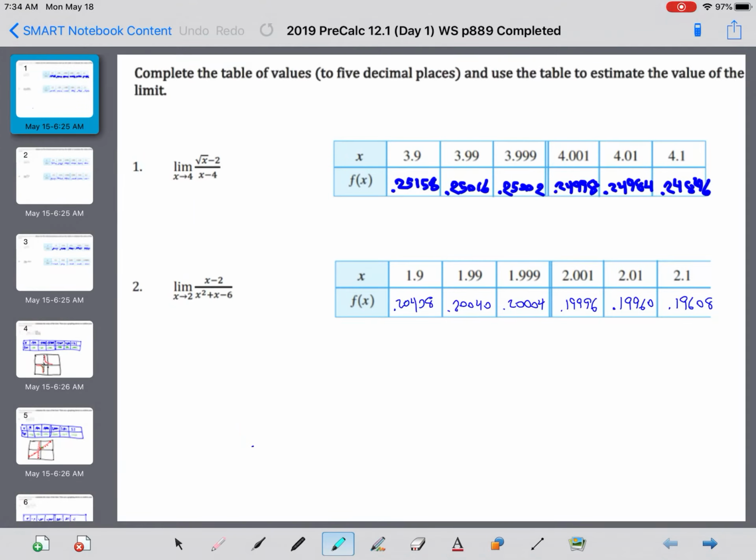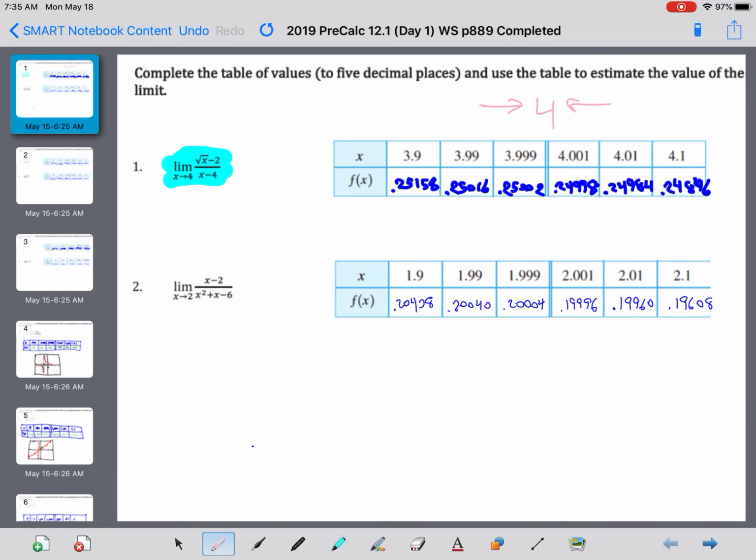Hello, going through the 12-1 Day 1 assignment for PreCalc, the introduction to limits. With our first 6 problems, we are practicing evaluating a function at a set of values as they approach a particular value. Right here, we're approaching 4 from the left and 4 from the right. And as you can see by the values here, these are getting closer and closer to 0.25.